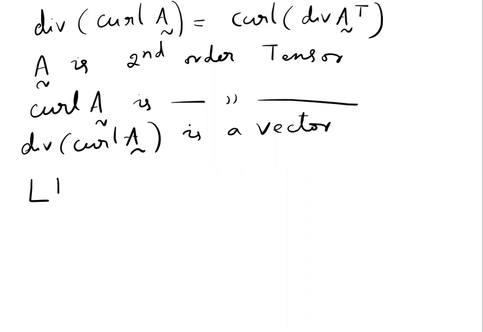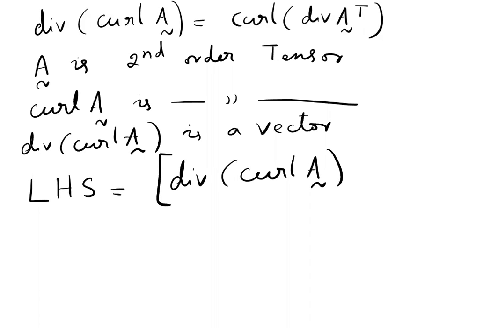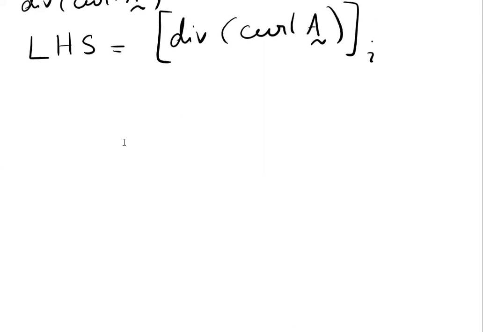Take LHS. So write LHS. Okay. Very simple. Now it's a vector, so one free suffix will come. We'll take the free suffix as I. Now we'll use components. We'll write in terms of components. Divergence is nothing but differentiation.